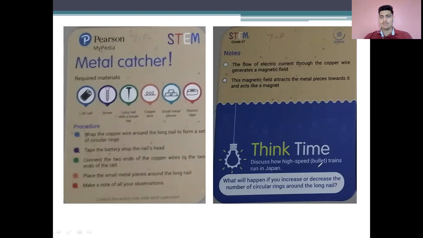Discuss how the high-speed bullet trains run in Japan. So now we may hear regularly that Japan has achieved the highest speed in railways, which I guess is 600 kilometers per hour. That is the top speed of their bullet trains. So how does this happen? Because our trains cannot go that fast in India right now.